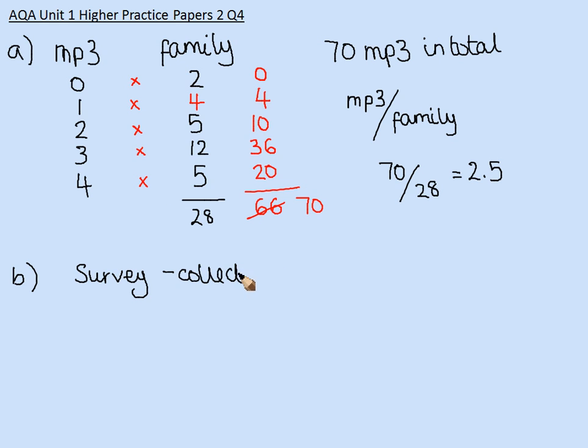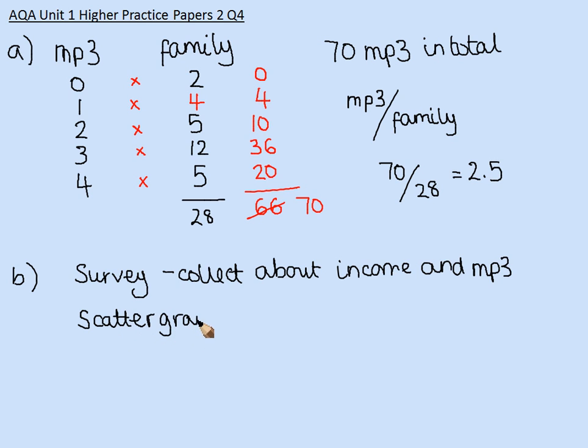about what he's interested in, which is first of all the income of the family, and also the number of MP3 players. Okay, once he's got this data, because he's looking for a relationship between the two, it's most sensible for him to put his data on a scatter graph to display the data. There are other things he could use, but because we're looking for a link between this and this, it's sensible to say he should use a scatter graph.